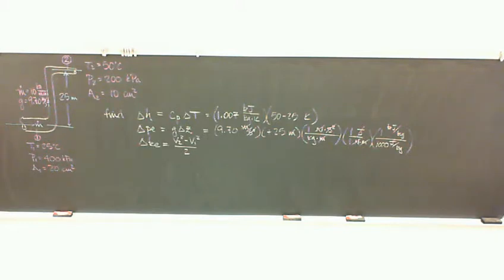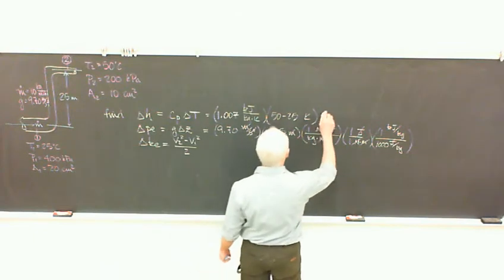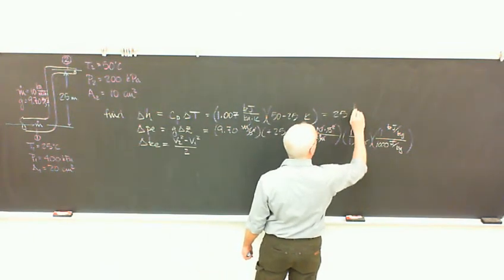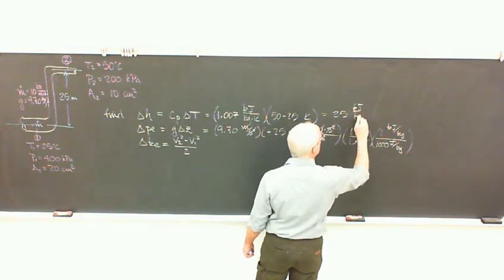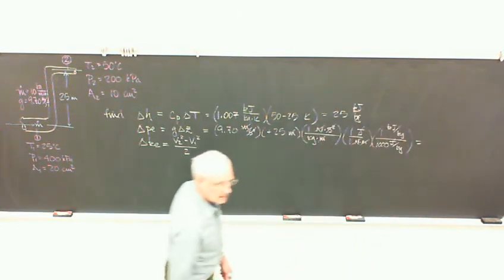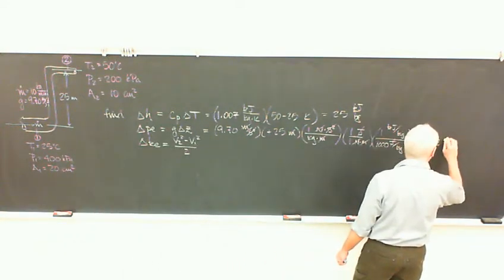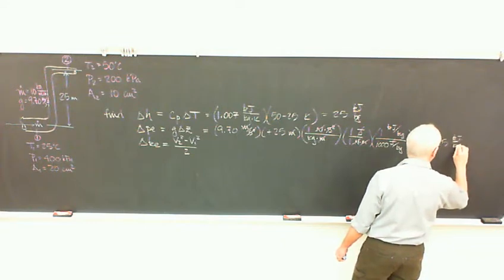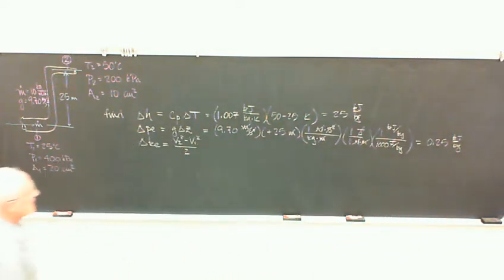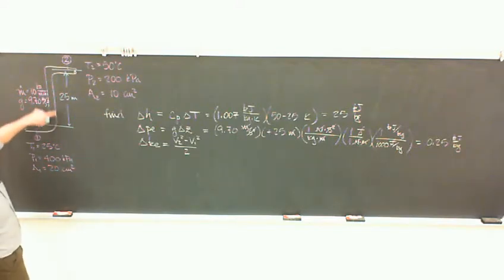So the units work out. What are some of the numbers on these then? This one is a little over 25. And this one, how big? You have 1/100 of the other one. So it's very often that the potential energy changes are neglected, because that's a 25-foot elevation change.